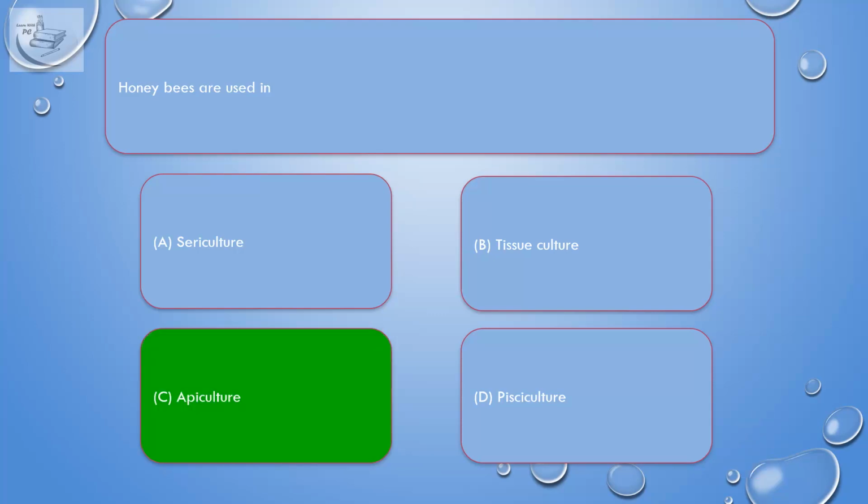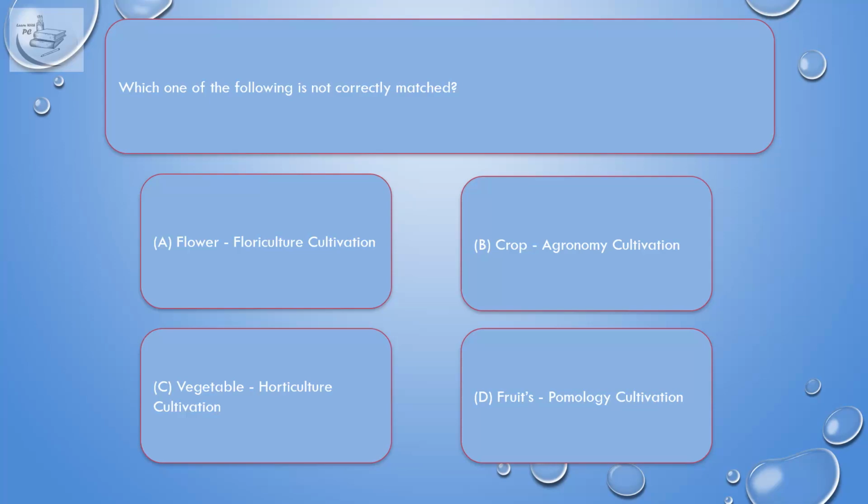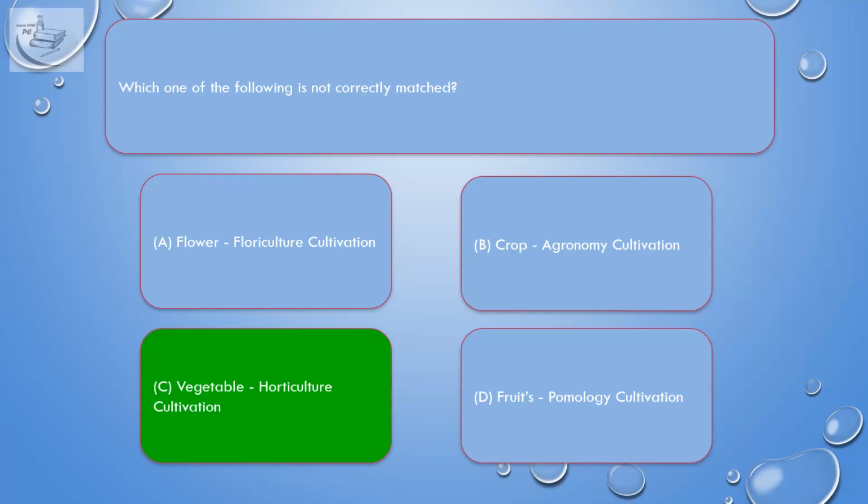Correct answer is C. Apiculture. Question: which one of the following is not correctly matched? A. Flower, floriculture cultivation. B. Crop, agronomy cultivation. C. Vegetable, horticulture cultivation. D. Fruits, pomology cultivation. Correct answer is C. Vegetable, horticulture cultivation.